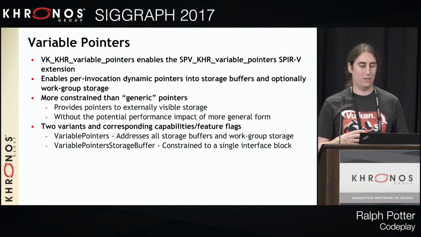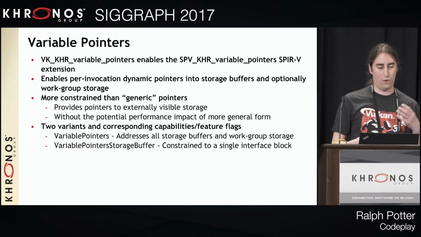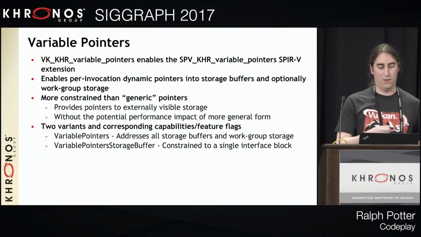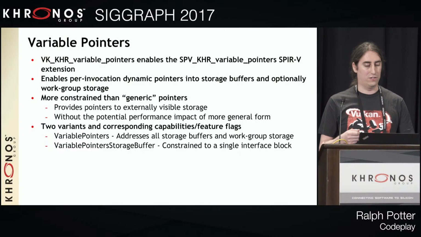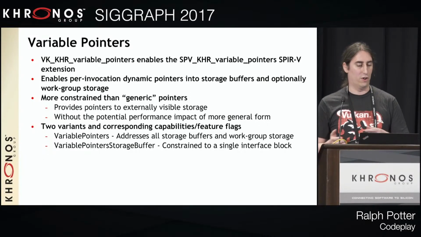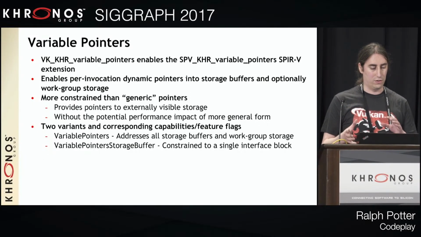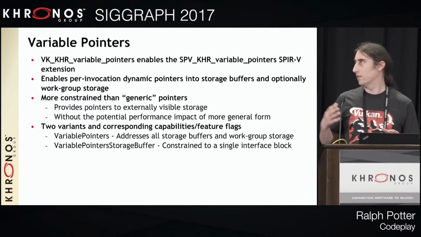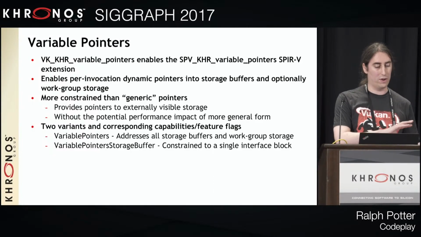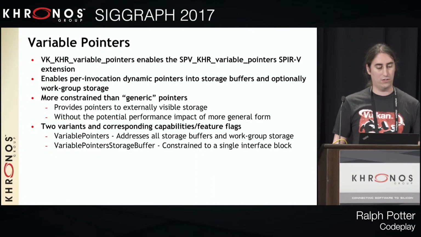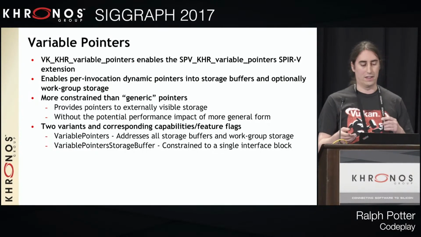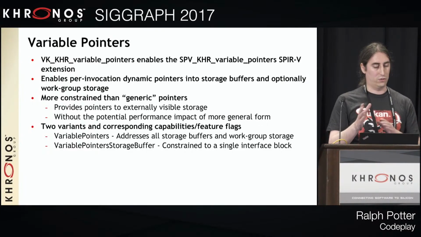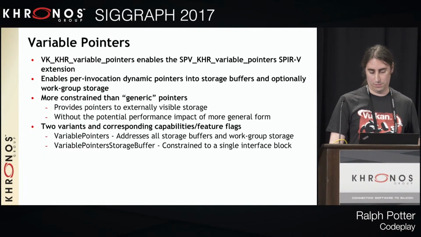The other thing we needed is the variable pointers extension. This is not quite general purpose pointers everywhere. What this gives you is a per-invocation pointer which can dynamically point into storage buffers and optionally into workgroup storage. So you can't get a pointer to a private variable, you can't get a pointer to a function variable. The Vulkan compiler still has a lot of latitude about what it does with those things, but for externally visible storage, it gives us pointers, and it gives us a way to dynamically manipulate them, do address computation, select between multiple buffers, and that sort of thing.